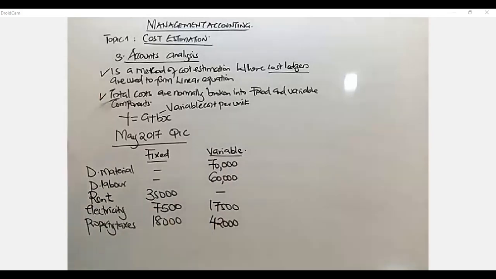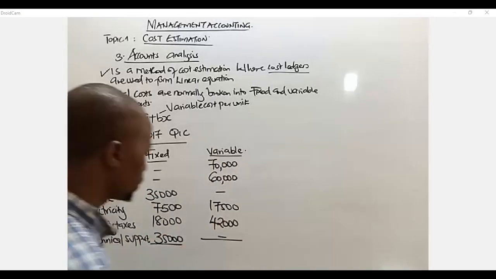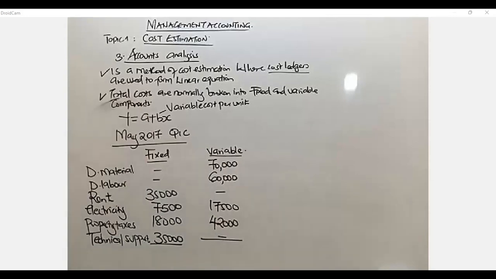You can see how I'm doing it. Then the last one, which is the technical support. It's very simple. Technical support of yours is how much? Technical support, we have been told that 5,000 is fixed. What is the total here? So the first one would be the 5,000 for the rent plus 7,500 plus 18,000 plus that 5,000. What am I getting? 95,500. That is what I'm getting as the total fixed cost.